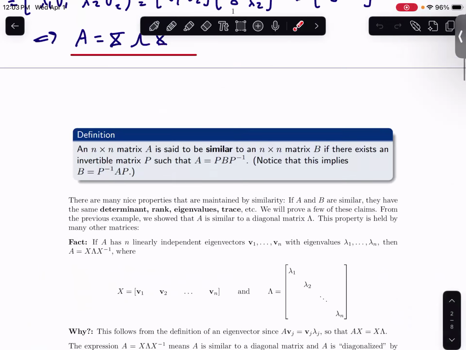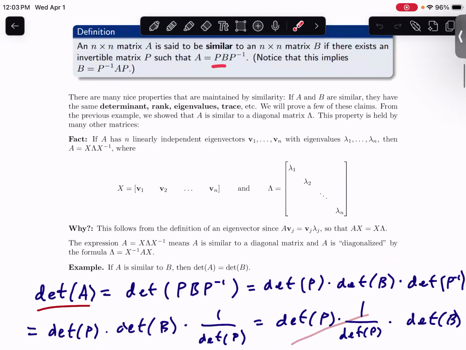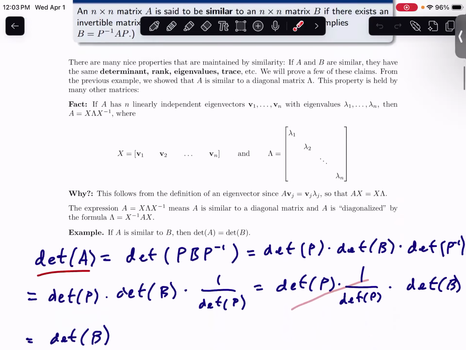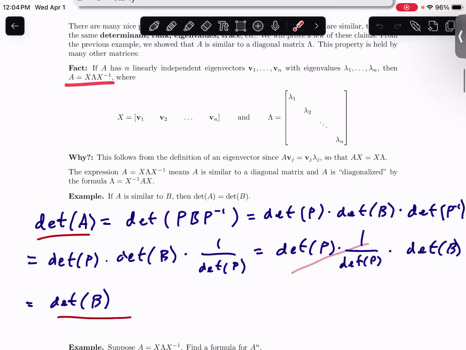And so we found a couple of other properties, like this idea of diagonalization plays into this larger idea of similarity, where we say two matrices are similar if A can be expressed as P times B times P inverse, where P is invertible. So similar matrices preserve determinants, ranks, eigenvalues, and traces. So we showed that if two matrices are similar, they have the same determinant. So in the diagonalization case, we're saying the determinant of A is the same as the determinant of Lambda.